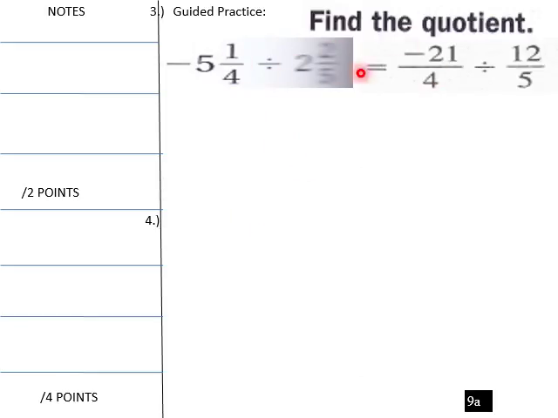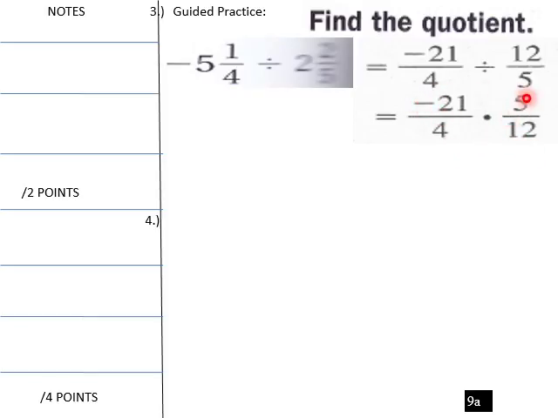We're going to change these into improper fractions first. Negative 21 over 4. 5 times 4 plus 1 is negative 21 over 4. And then 2 times 5 plus 2 is 12 over 5. What's our next step? Invert and multiply. So we invert this and multiply.